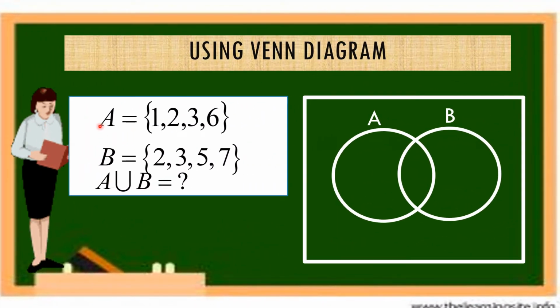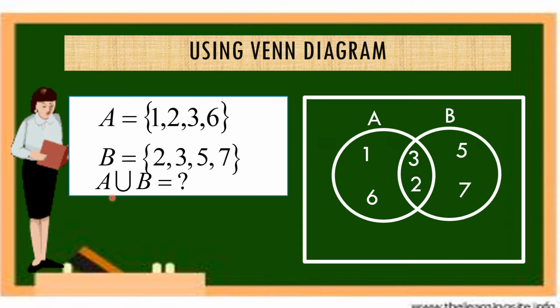So we have set A and set B, and we need to find A union B. First, we look at the common elements of set A and set B. We have 3 and 2. For set A, we have already 2 and 3. What are the missing elements? We have 1 and 6. For set B, we have already 2 and 3. What are the missing elements? We have 5 and 7.